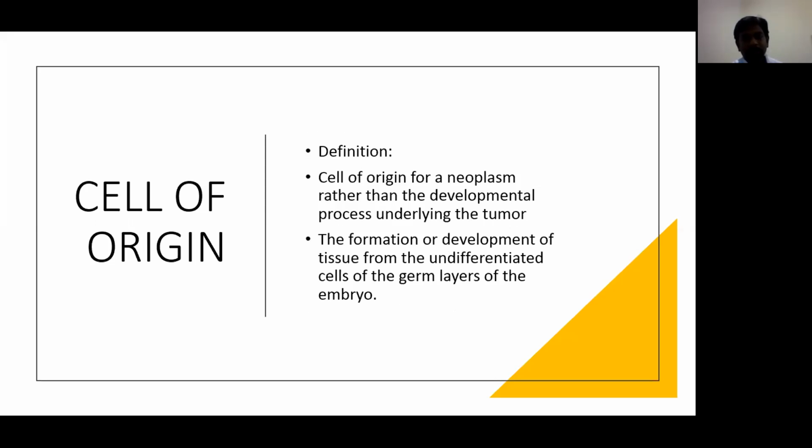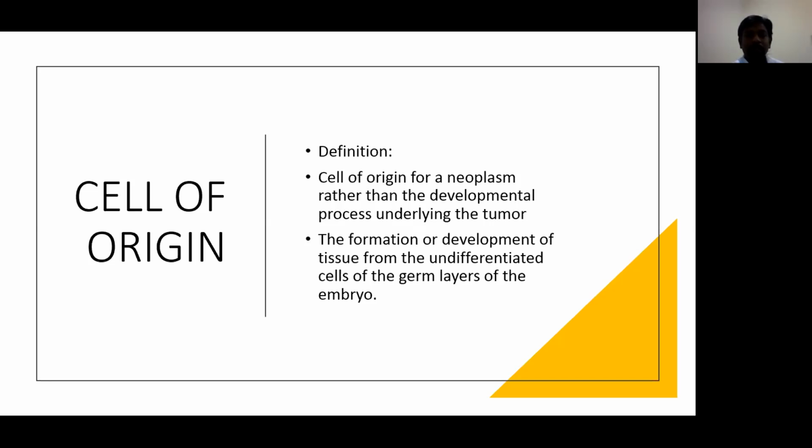So cell of origin as such, if you take any tumor, we should know the cell of origin. If you know the cell of origin, then you can make out what the tumor is, the overall behavior and the composition of the tumor, and what the genetic composition is. All this you can come to know when you know the cell of origin. So any tumor, if you take any lymphoma or any other tumor, you need to know the cell of origin. So by definition, cell of origin for a neoplasm, rather than the developmental process underlying the tumor.